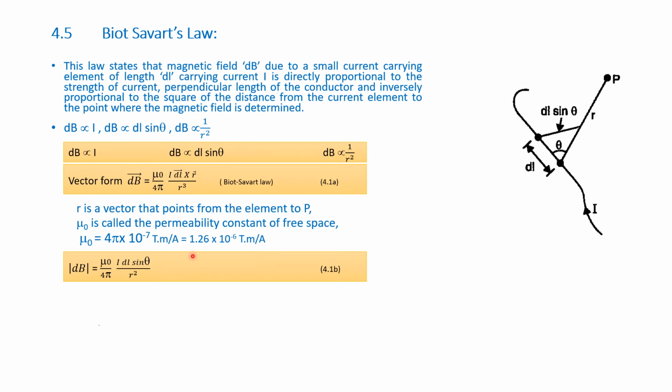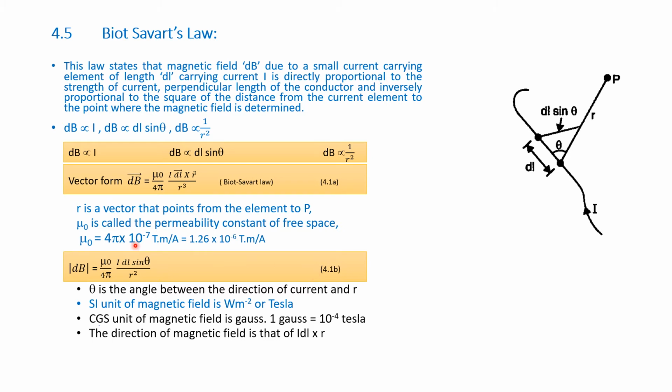Therefore, the magnitude of vector dB is written as mu naught over 4 pi into I dl sin theta by r square. That is, dl cross r is written as dl sin theta and r into r. So r gets cancelled and r square comes back. Therefore, magnitude of dB equals mu naught over 4 pi I dl sin theta divided by r square. Let this be equation 4.1b.